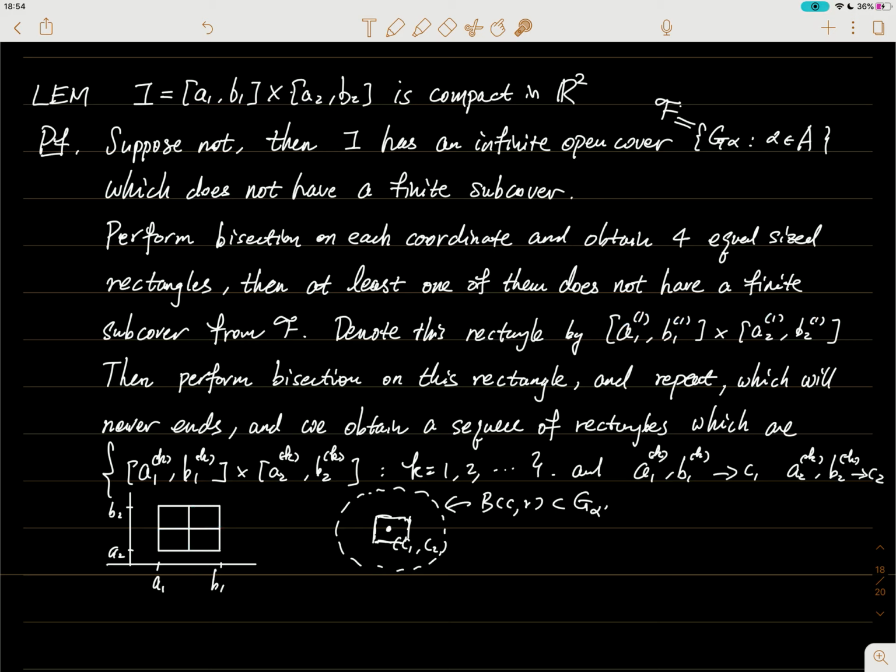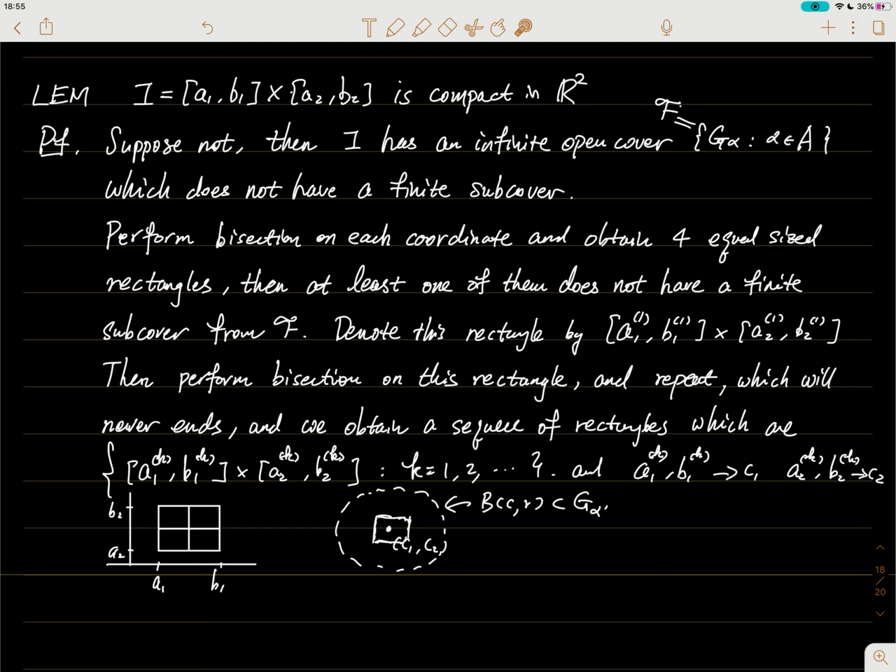Now, as we said, I have an open cover for this, but it's not finite. I cannot find a finite subcover from that. So I start from this smaller rectangle and repeat the procedure, because I have an infinite open cover for this which does not have a finite subcover. I can again partition this into 4 equal pieces, and at least one of these 4 equal pieces will not have a finite cover either. Then I will denote that by the next rectangle.